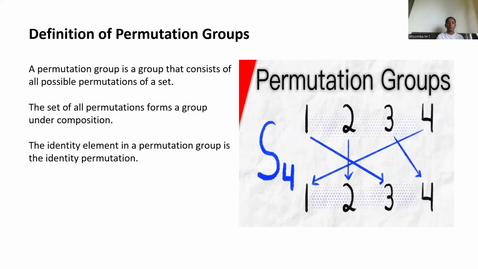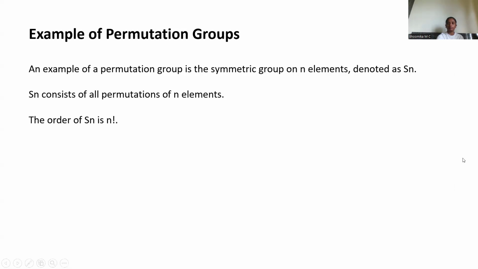Definition of permutation groups. A permutation group is a group that consists of all the possible permutations of a set. The set of all the permutations forms a group under composition. The identity element in a permutation group is the identity permutation.